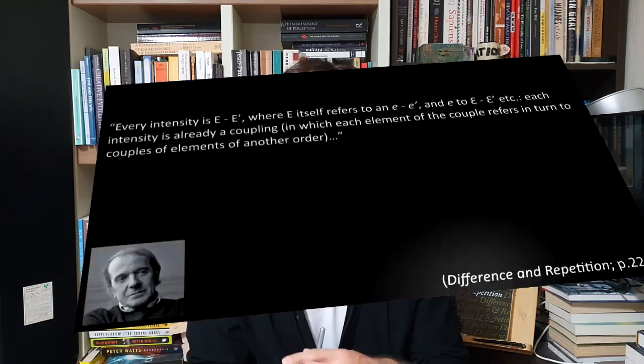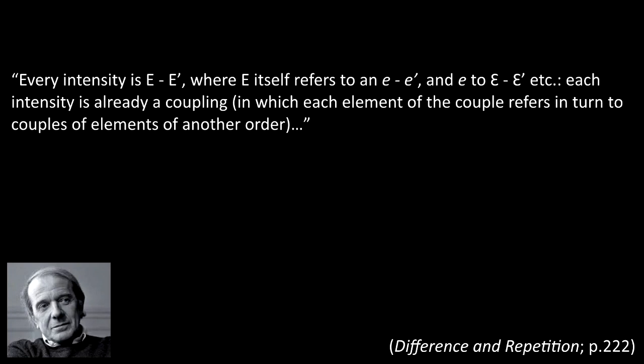So there's a quote for this. "Every intensity is E minus E prime, where E itself refers to an e minus e prime, and e to a stylized e minus stylized e prime, etc. Each intensity is already a coupling, in which each element of the couple refers in turn to couples of elements of another order."